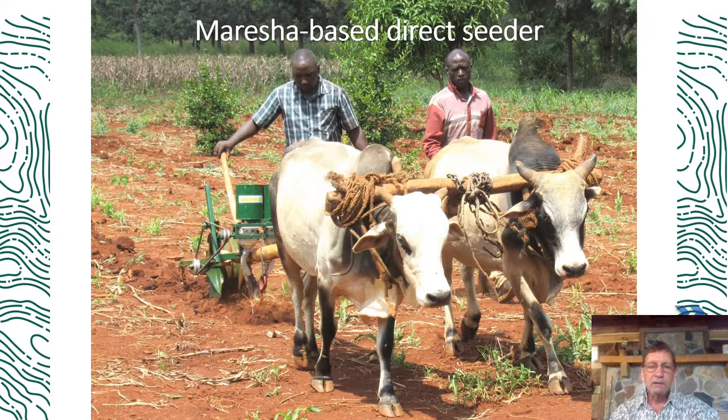Since we began using maresha as a ripping tool, we've also adapted it now as a minimum tillage planter. And so this is a maresha ripper, but it has a seeding mechanism built onto it as well. So we can now plant as well as rip all in one pass. And we've been able to plant maize, beans, sorghum, millet, just about any crop that you can imagine.